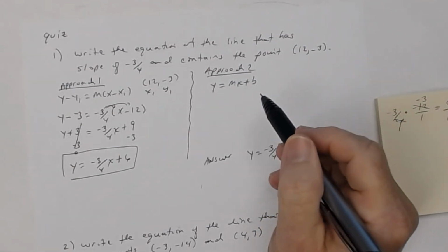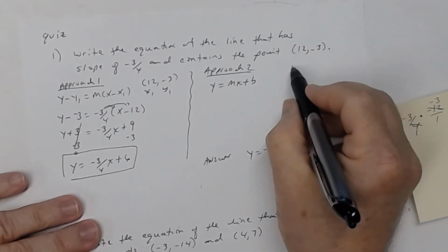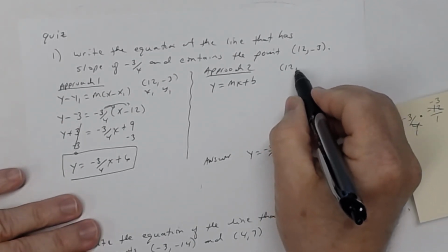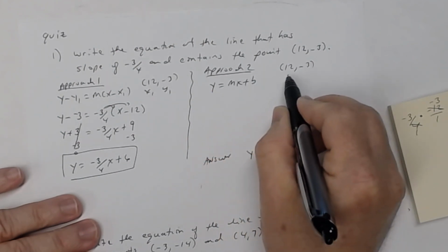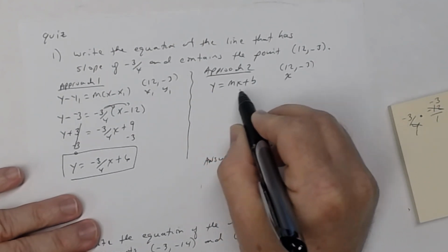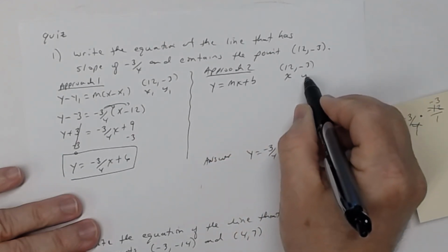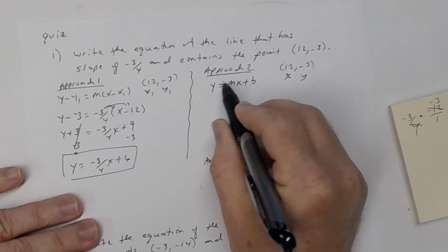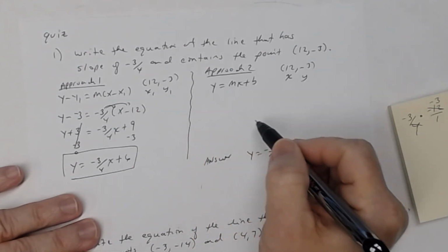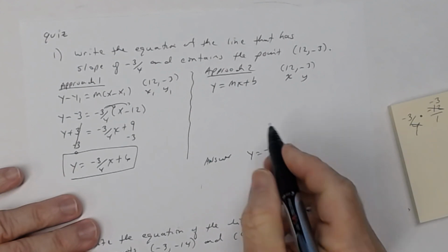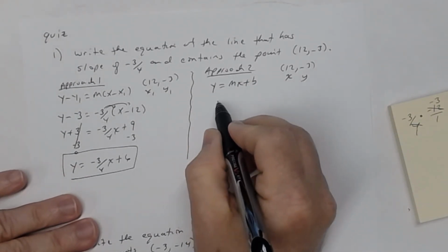And so if you did approach 2, this is the work you would have had to show. So I'm going to go ahead and just put (12, -3) here. So using approach 2, you're going to substitute 12 for x right here, and then you're going to substitute -3 for y, and then you're going to substitute -3/4 for m. And then solving for b, whatever b is, then you would put that here. Okay, so let's go ahead and do that. So this is the work you would have shown if you had used approach 2.